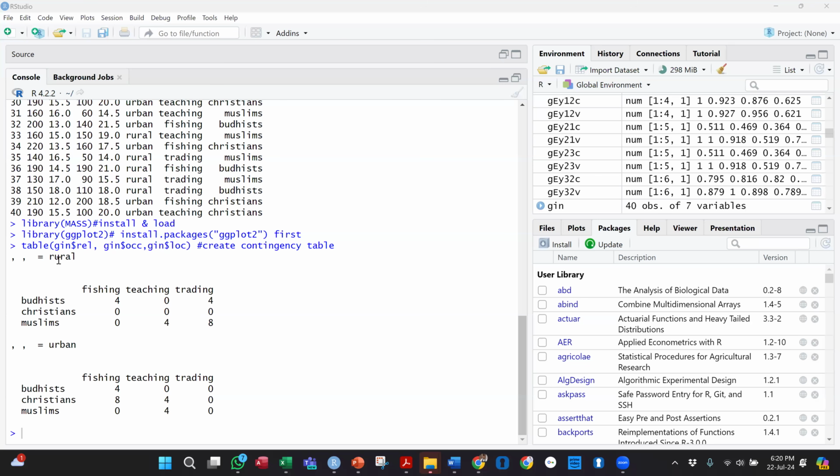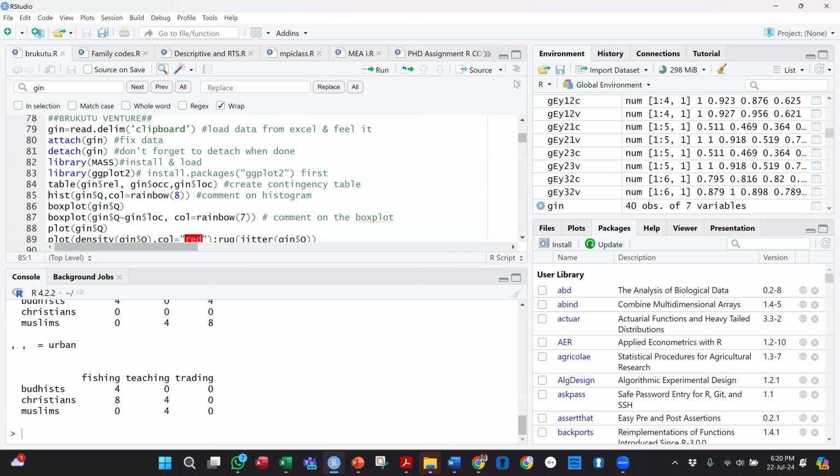It's 4. And how many Muslims were in the rural area? 12. So based on the contingency table, you're able to get some feel of your data. How many teachers were in the urban center? 8. Good. So that is how powerful a contingency table is.